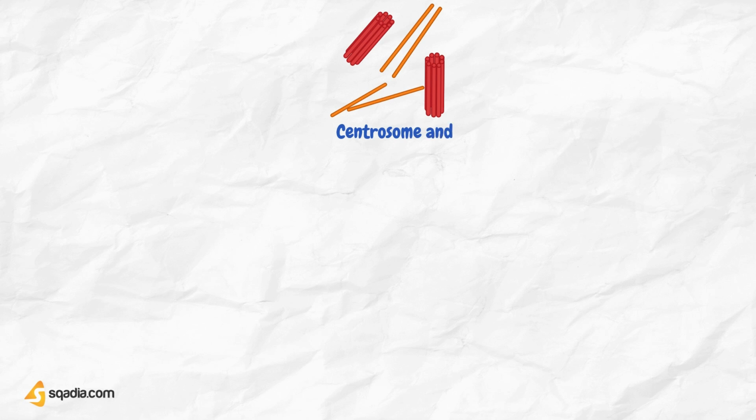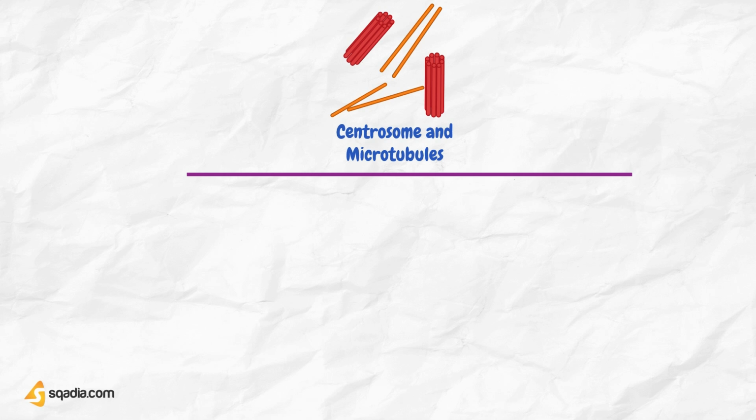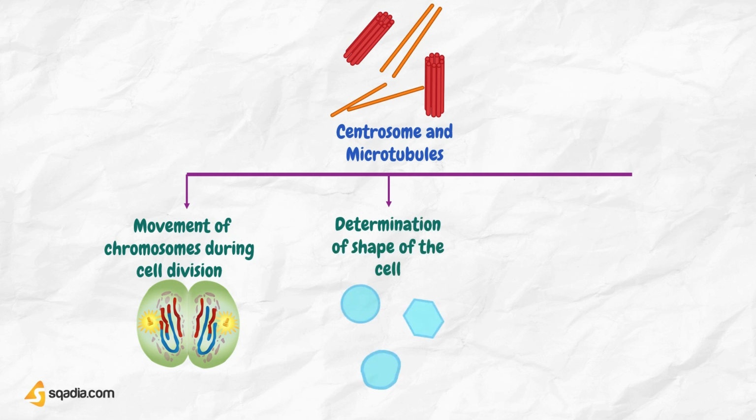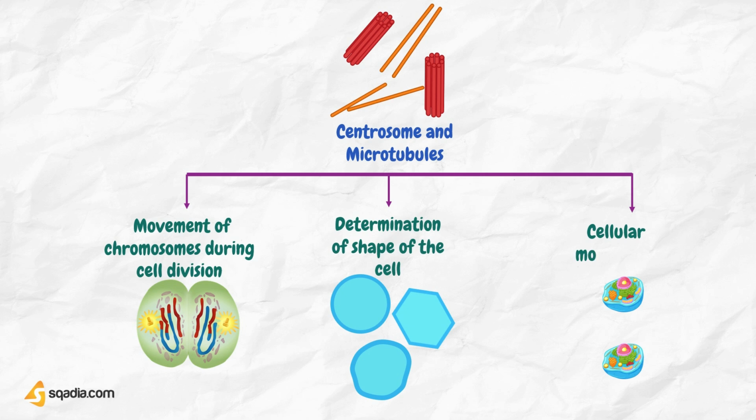Some smaller but essential organelles include centrosomes and microtubules. The centrosome is the membrane-bound cellular organelle situated almost in the center of the cell, close to the nucleus. It consists of two cylindrical structures called centrioles, which are made up of proteins. Centrioles are responsible for the movement of chromosomes during cell division. Microtubules maintain and determine the shape of the cell. They also play a role in cellular motility. They are composed of alpha and beta tubulin subunits that are assembled into protofilaments.